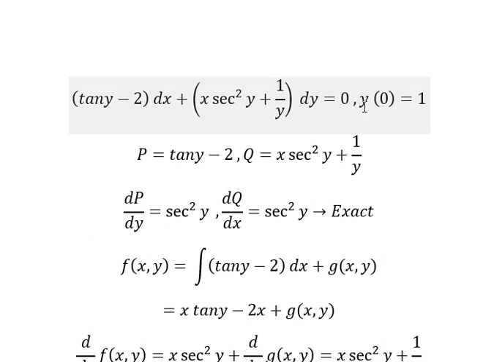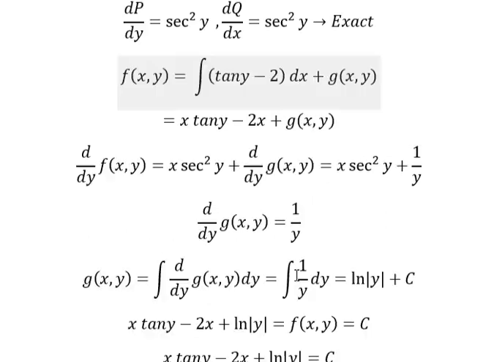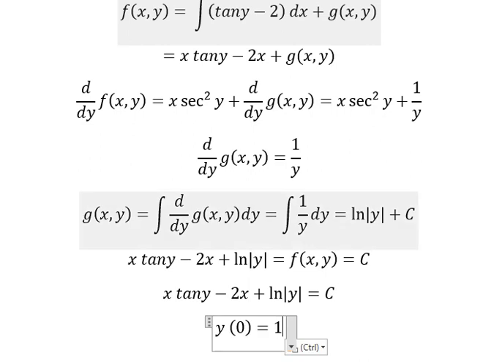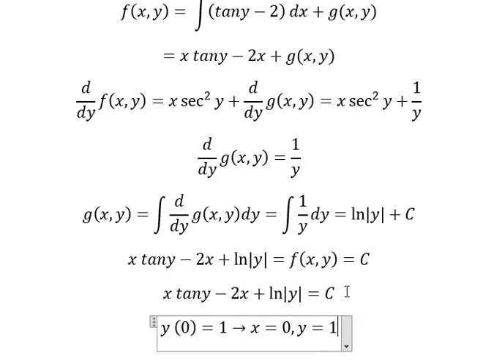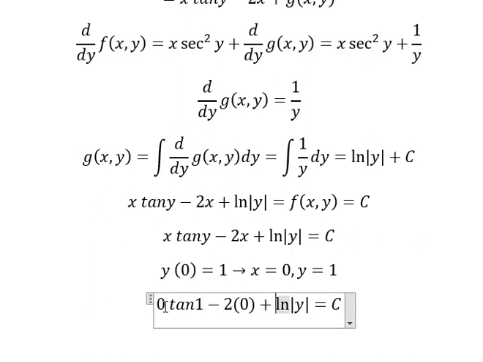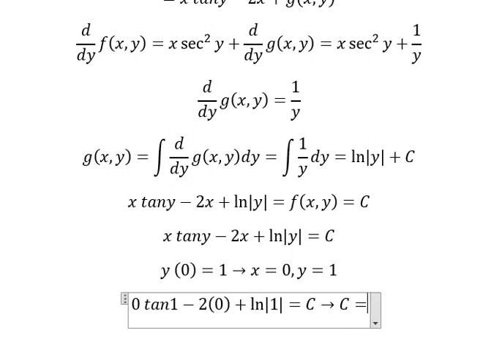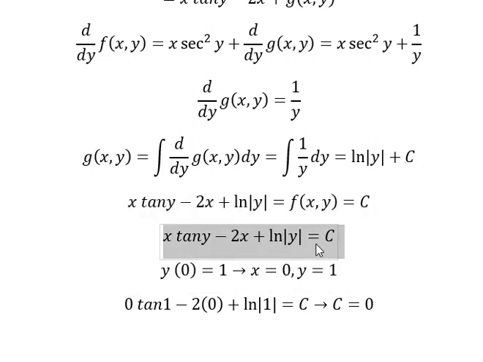Now we have the conditions in here. So that means when s equals number 0, y equals number 1. So we put number 0 and number 1 going here. So we calculate this one, and we have c equals to number 0. And now we put this one, go back in here.